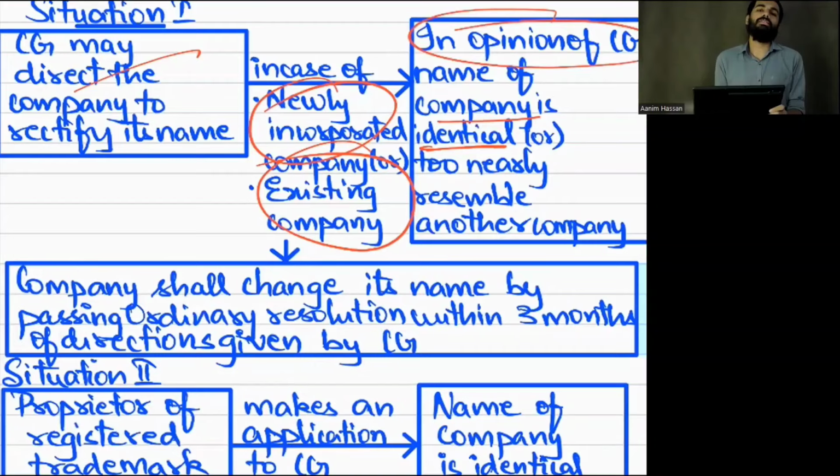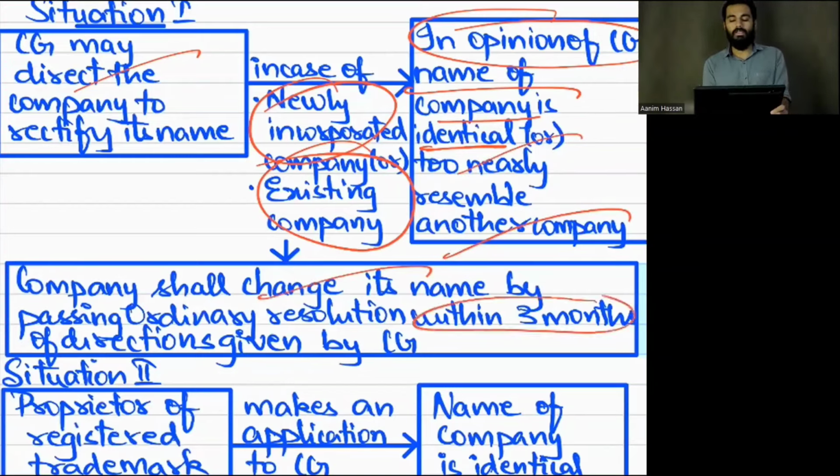Why is CG telling the company to change its name? Because your name is identical to or too resembling another company's name. So the company will change its name within 3 months of the directions given by CG. How will it change its name? By passing a special resolution. Yes.